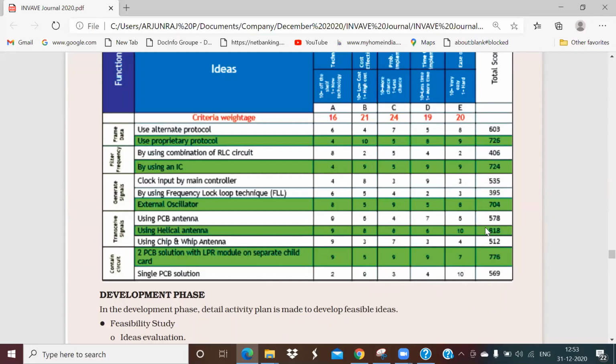No, maximum is 818, and they have taken the top 1, 2, 3, 4, 5 for each individual function, the highest-point idea, for implementation. To go with a better IC, a better proprietary protocol, an external oscillator, to use a helical antenna instead of a PCB antenna, to go with two separate PCBs instead of one PCB. Even the points are more.